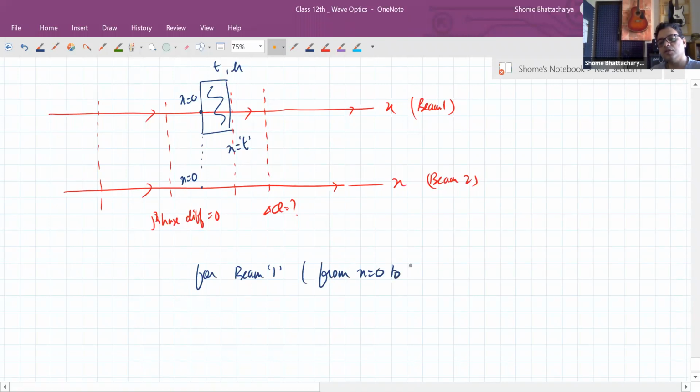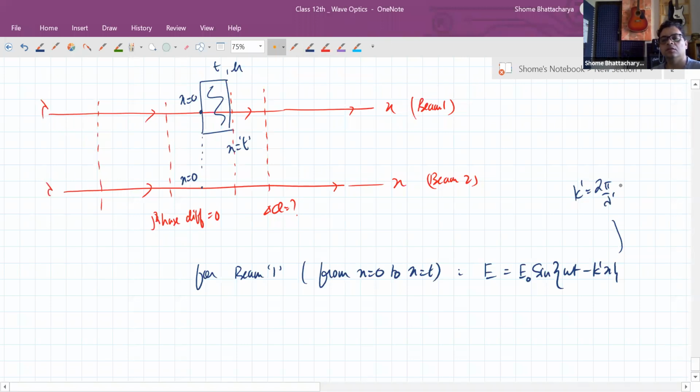from x equal to 0 to x equal to that thickness, the equation of the variation of electric field will be like this, let's say, where k prime is 2 pi by some lambda prime. Lambda is the wavelength of light in air. So lambda prime will be lambda by mu. Why? Because inside the refractive medium, v is equal to c by mu. Okay. So from that, we have the relation that f, the frequency, is equal to c by lambda is equal to v by lambda prime. So inside the medium, the wavelength has changed to this. So accordingly, the phase constant has changed to this.